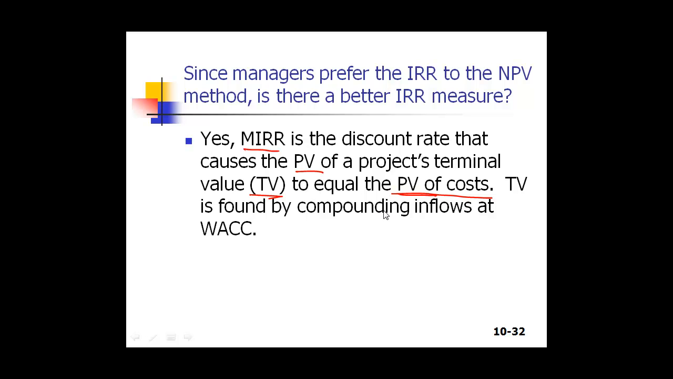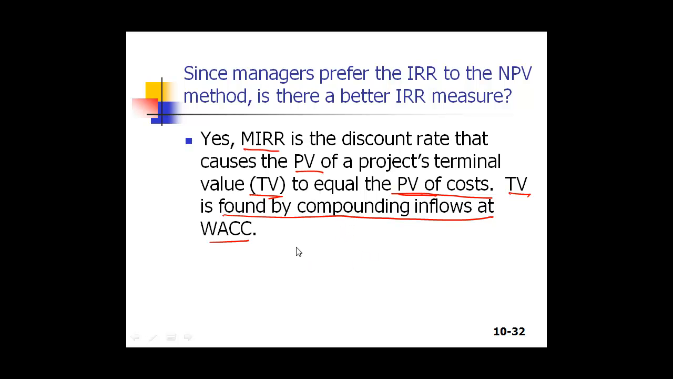You look at all your costs. In my projects S and L, what were the costs? 100 at time 0. So for project S, what's the present value of cost at time 0? If it's a cost, we know it's negative, so the present value of the cost is 100. What's the terminal value? Terminal value is found by compounding the inflows at WACC. So in project S, what were the inflows? There was a cash flow after 1 year, a cash flow after 2 years.